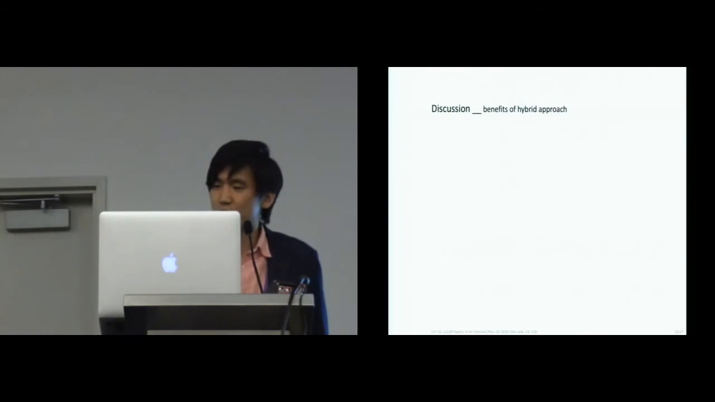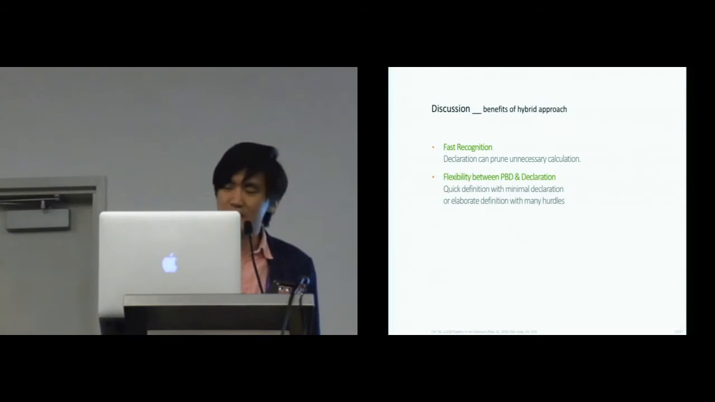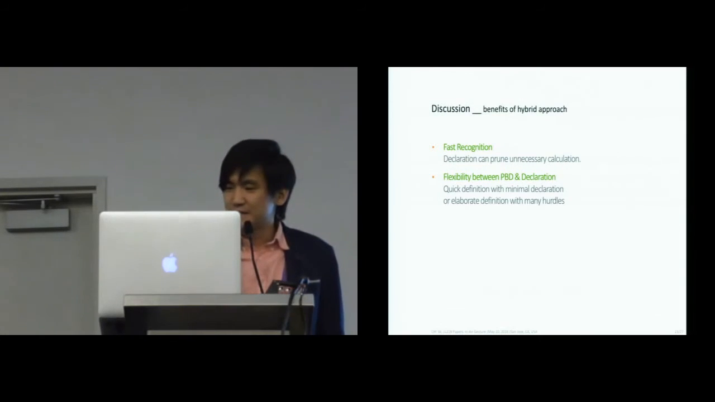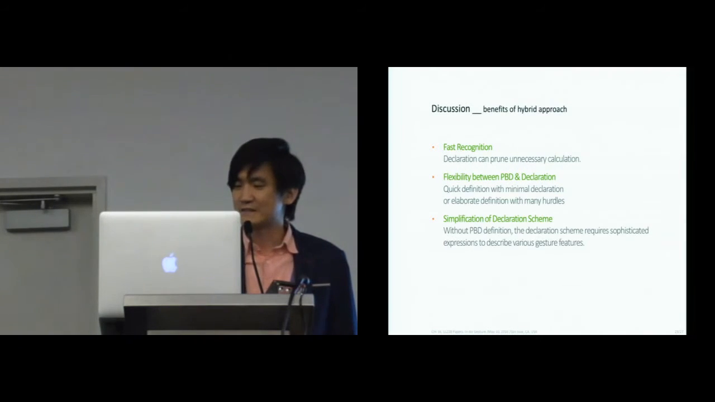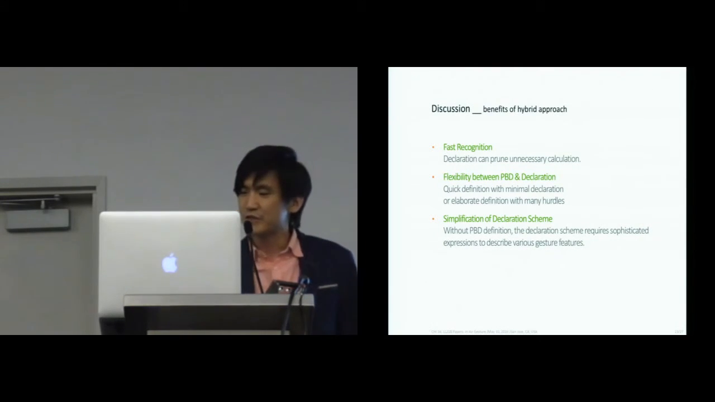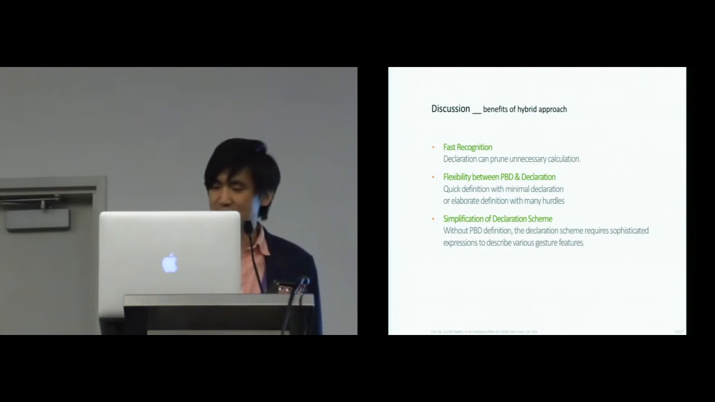There are some discussion points of our hybrid definition. As mentioned earlier, it made the recognition much faster than its original algorithm. Second, a user can flexibly define a gesture between programming by demonstration and declaration. She can quickly define a gesture with a minimal number of hurdles. Otherwise, she can spend some time elaborating the gesture definition using many hurdles. And lastly, our hurdle scheme was simplified by the supplementary information from demonstration. If a gesture must be defined only with declaration, then the gesture expression must be very complex in order to specify various gesture features.